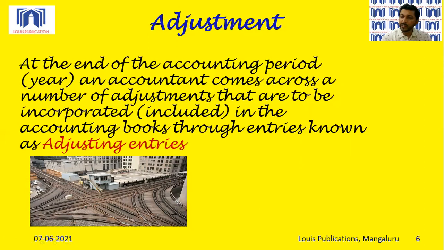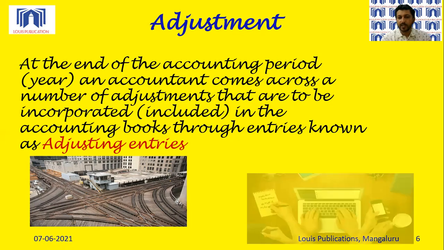Now, similarly, in the subject of accounting, an accountant comes across a number of adjustments, like closing stock, like bad debts, like making a provision, like outstanding items, like prepaid expenses, like received in advance. So there are so many adjustments that an accountant may come across at the end of the accounting period. And these adjustments have to be incorporated. These are to be included in the books of accounts. And the entries that we pass to accommodate or include such adjustments are called adjusting entries.